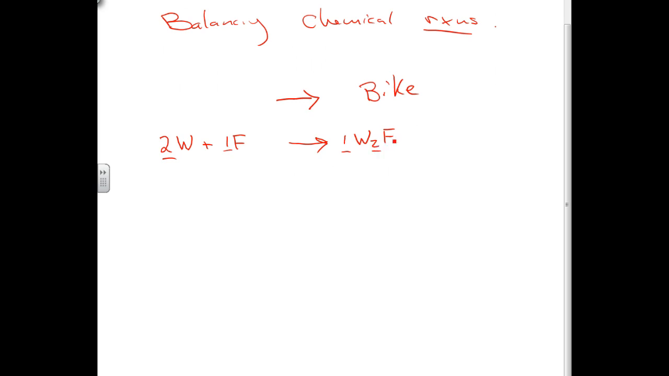Alright, in that simple example, all we have to make sure is that both sides have the same amount of parts. So we have two W's, or two wheels, and one frame on the left, and on the right we have one frame and two wheels also, so that would be balanced.